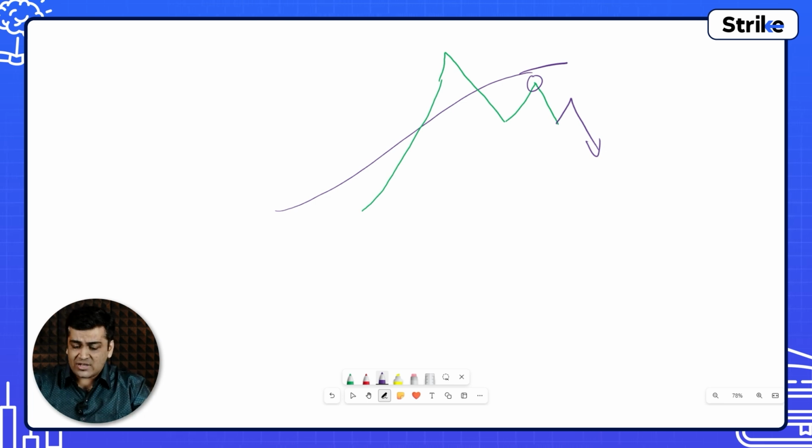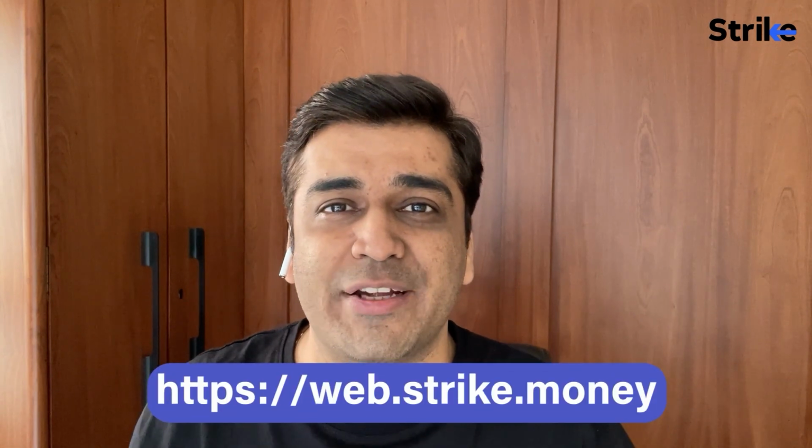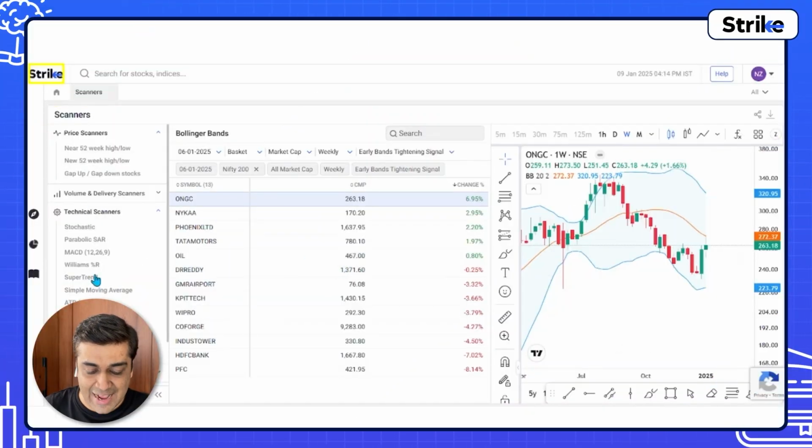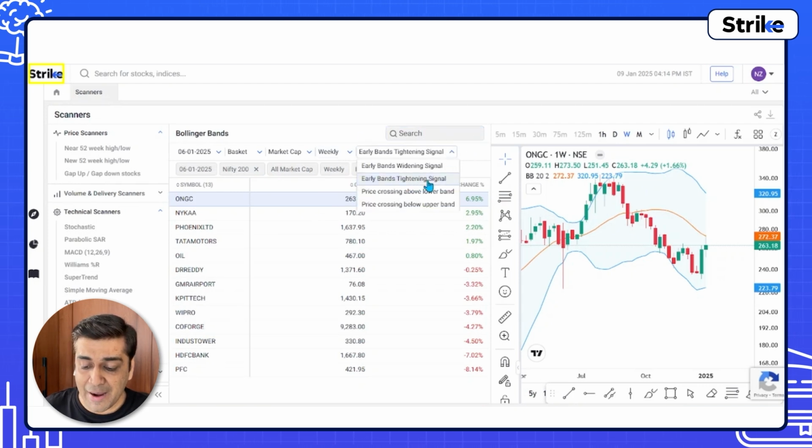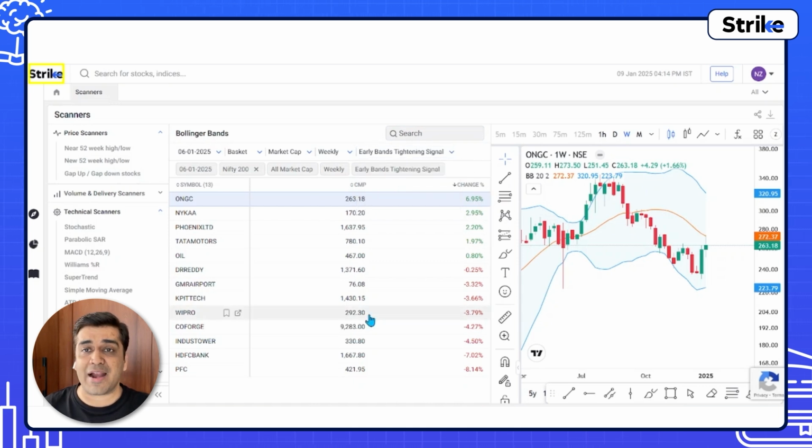Let's quickly see how it looks on charts. Before we move further, how do you find stocks where there is volatility divergence? Very simple. Come to web.strike.money. Over there in the technical scanner section, we have a Bollinger Band scanner. You select the basket of your choice and the time frame chart of your choice. I have selected the weekly chart over here, and then select the early bands tightening signal. This will give you a list of stocks where the Bollinger Bands are narrowing down, where there is a high chance of getting a volatility divergence.